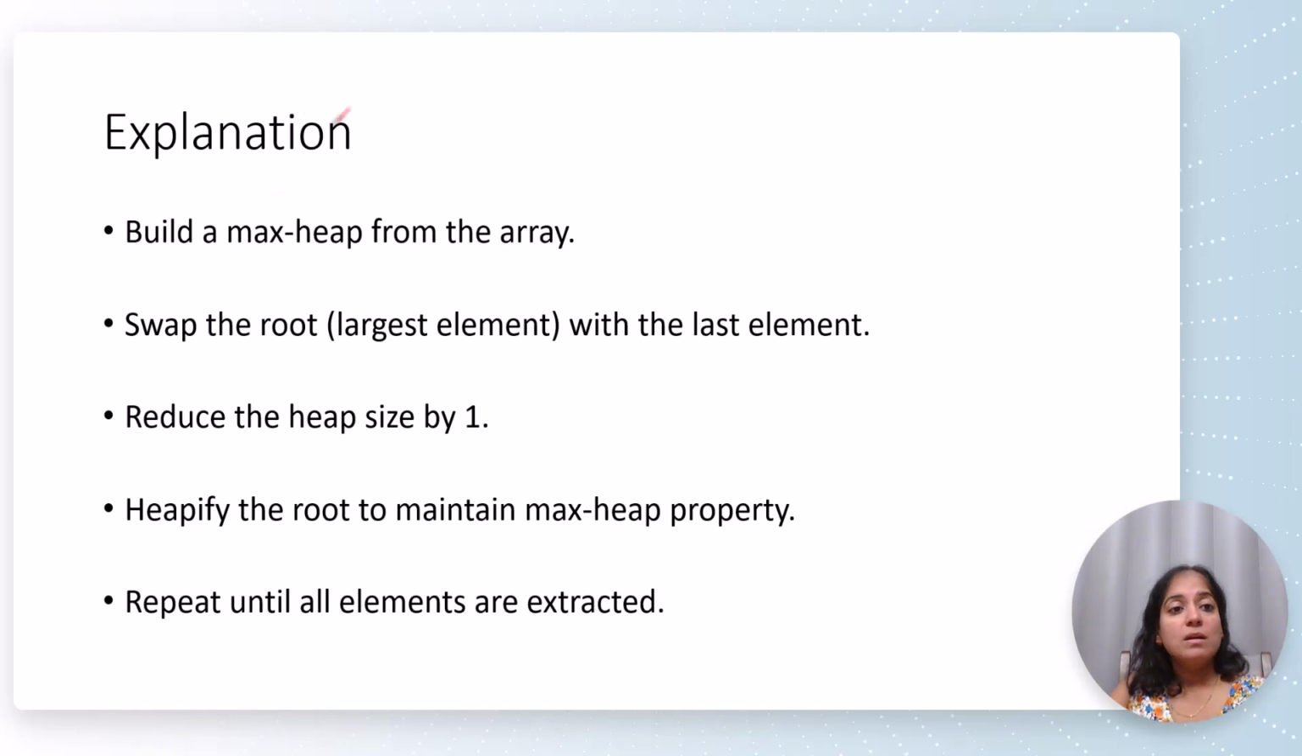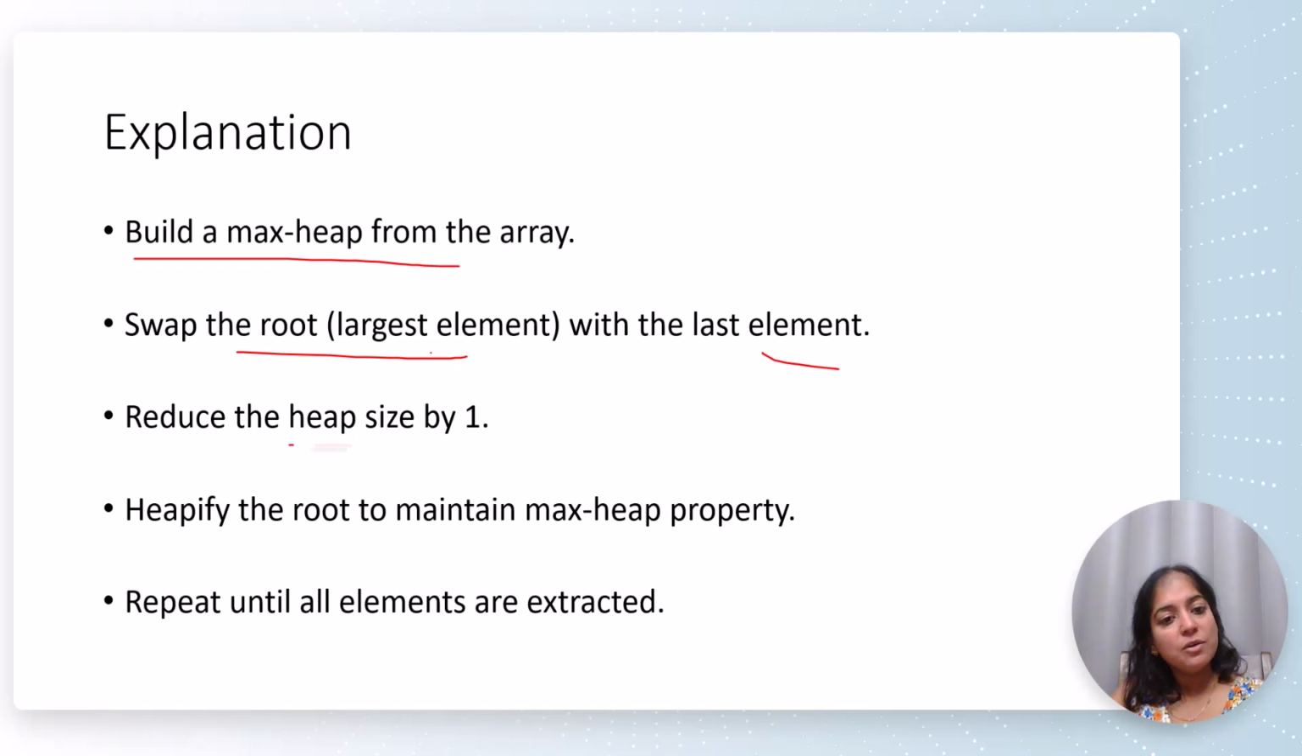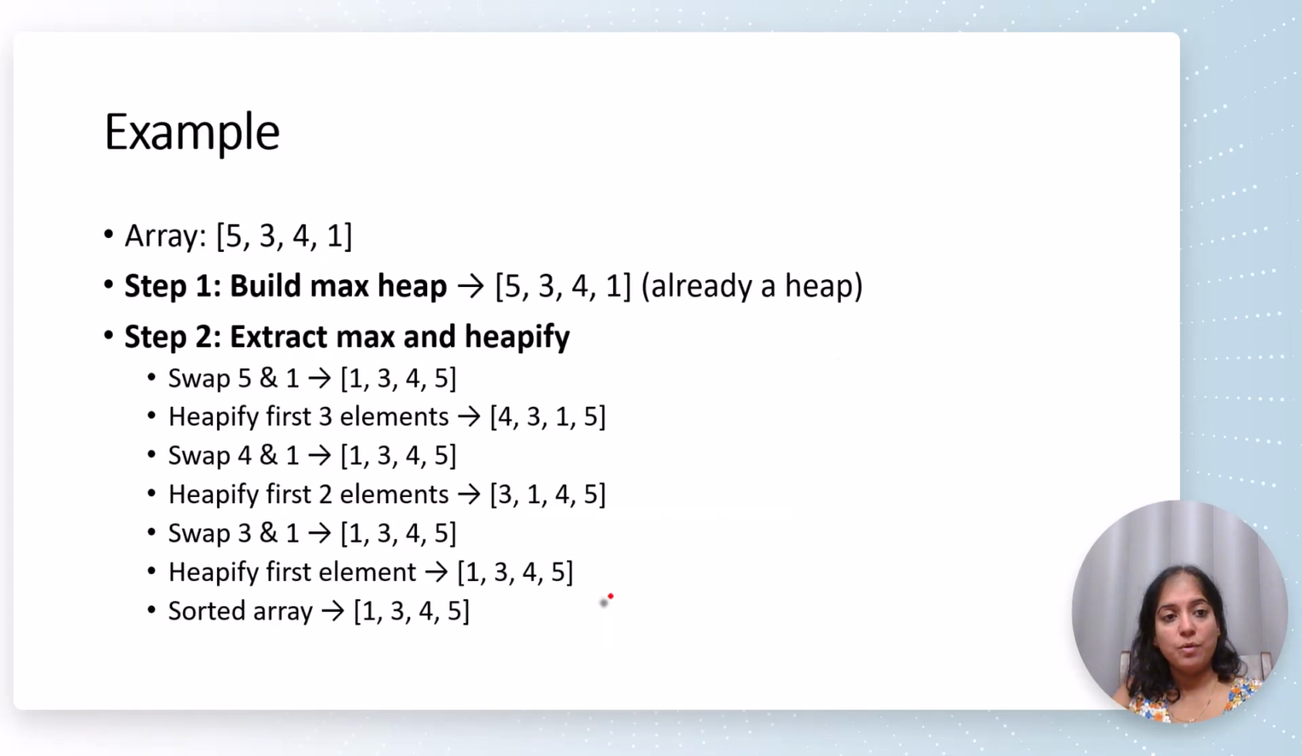So, what we can do? First we build a max heap from the array. Swap the root element with the last element, because if we have the max heap, then the root will have the largest element. Reduce the heap size by 1, then heapify the root to maintain the max heap property. Repeat until all elements are extracted. So this is basically the pseudocode.